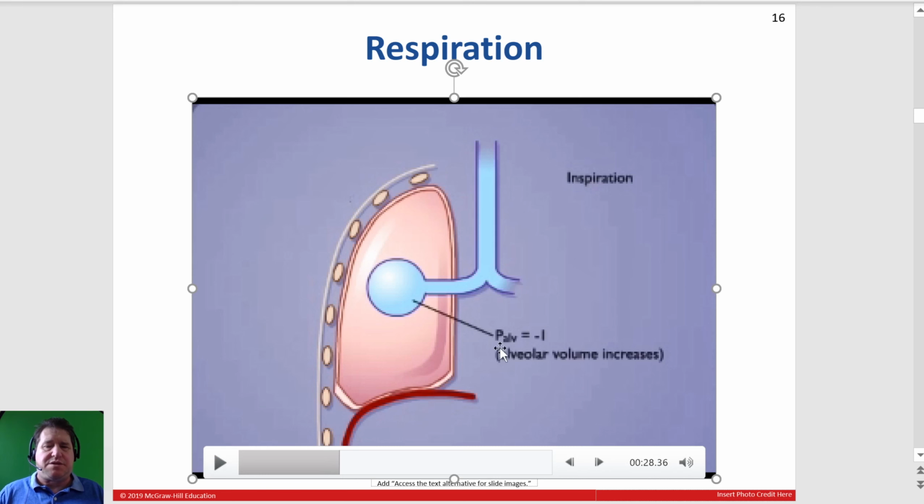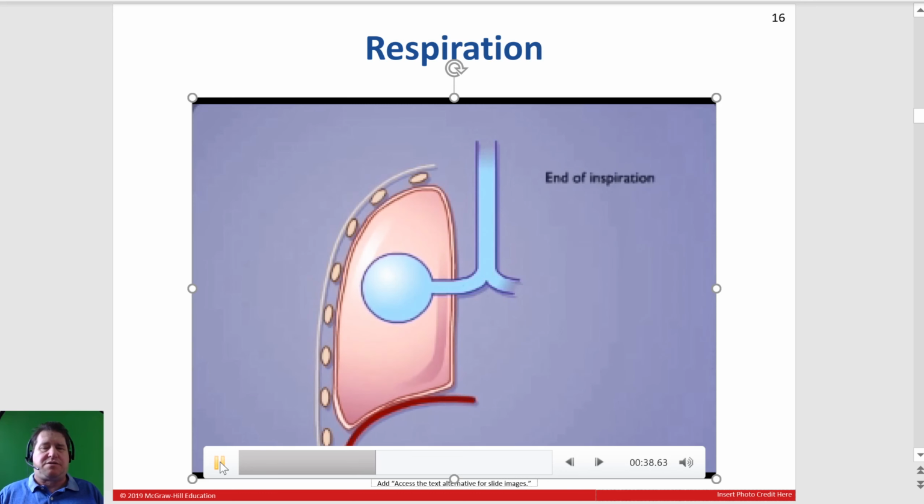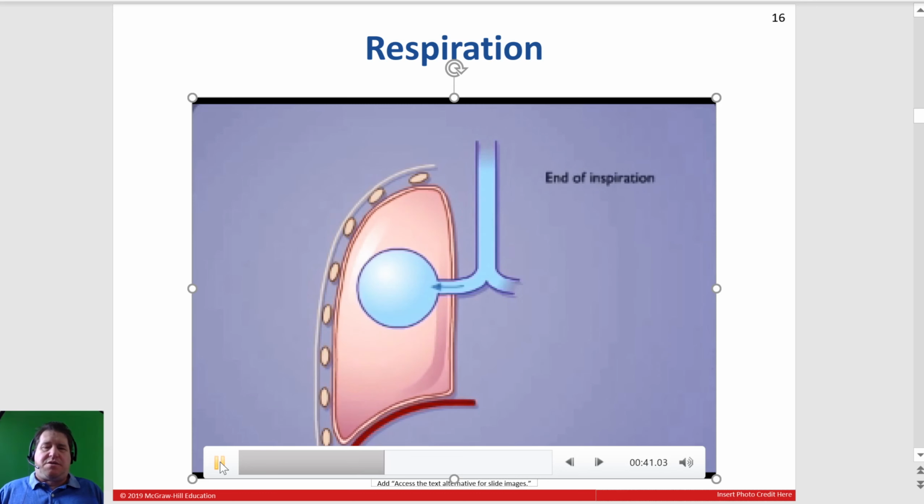So increased volume, and now it says pressure in the alveoli decreases. So decreased pressure, and it's less than barometric or the atmospheric barometric pressure. So this makes the air flow in, follows its gradient. At the end, the expansion stops, and so the airflow stops. They become equal again. So air doesn't move in or out.